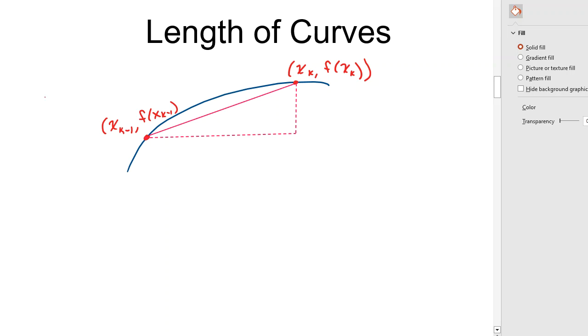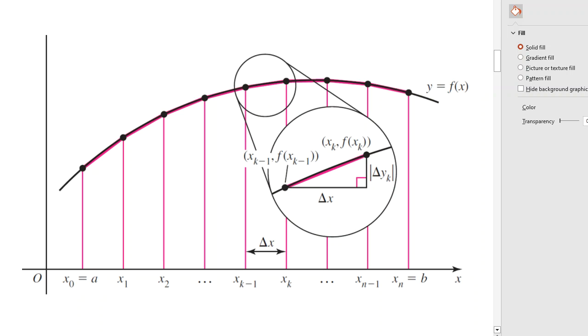And this is my f of x function here. And let's just call this distance right here d sub k that we're adding up. So remember, this distance down here is delta x. It's going to be delta x no matter what interval we're in. That's always going to be delta x because of the partition.